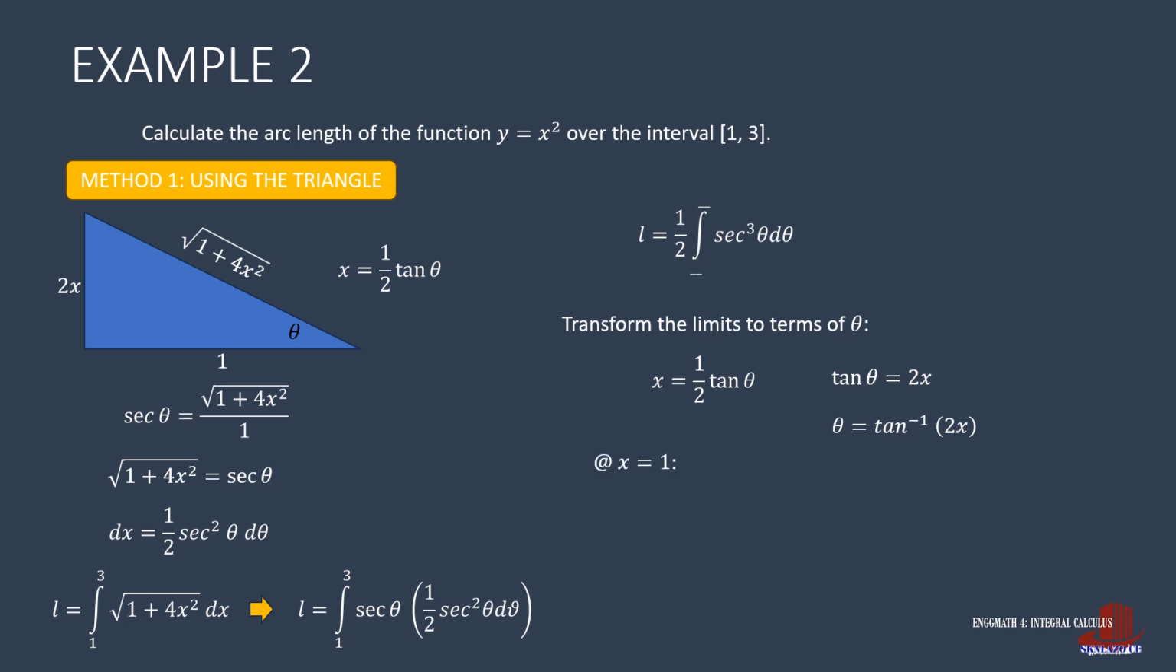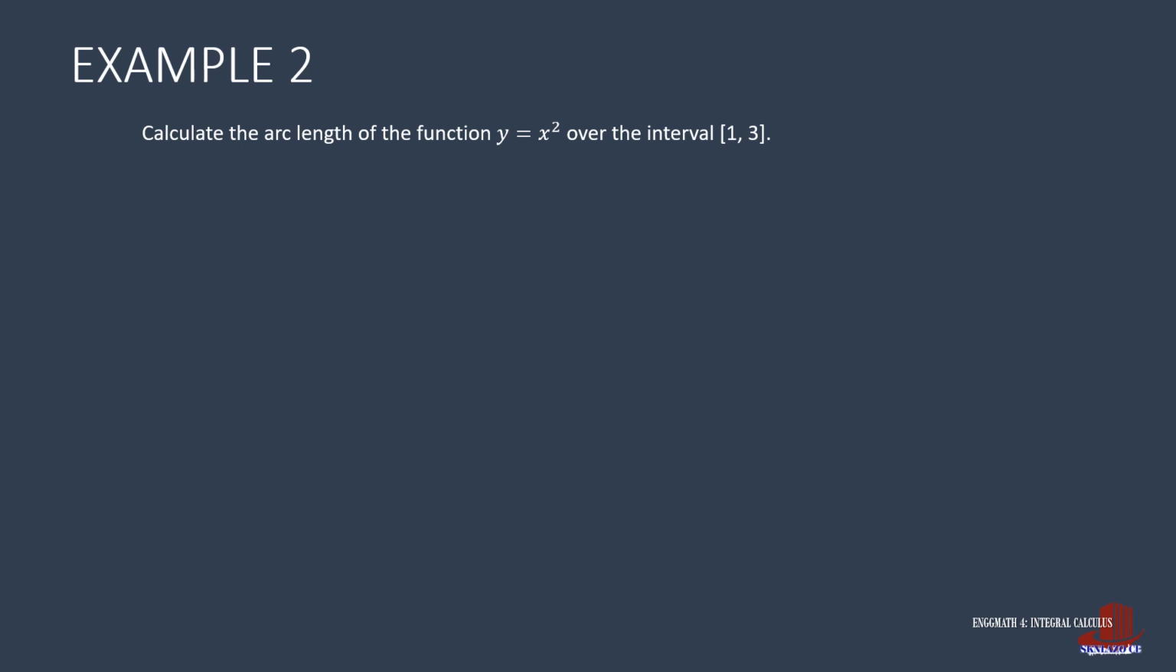So if x is 1, theta is arctangent of 2 times 1, which is 1.1071. If x is 3, theta is arctangent of 2 times 3, and that is 1.4056. With everything complete in the integral, we can then move on and integrate it.